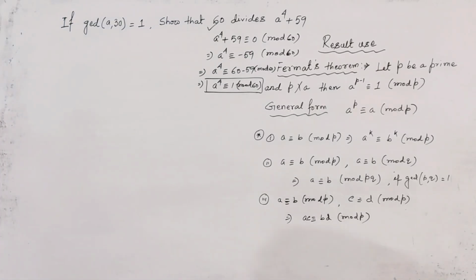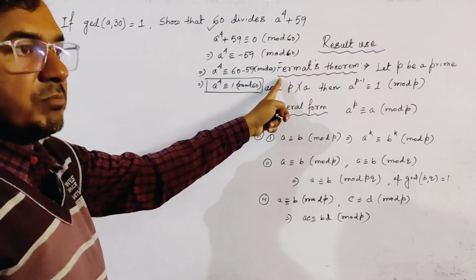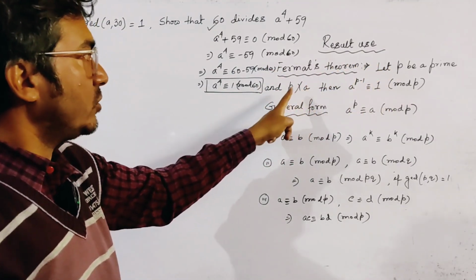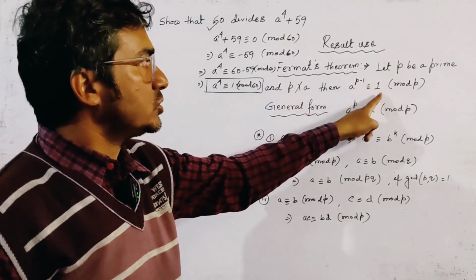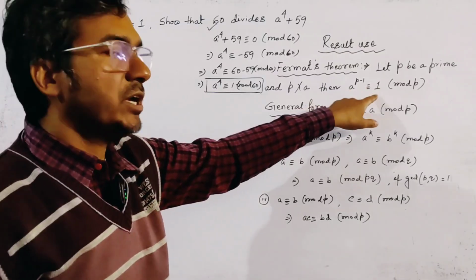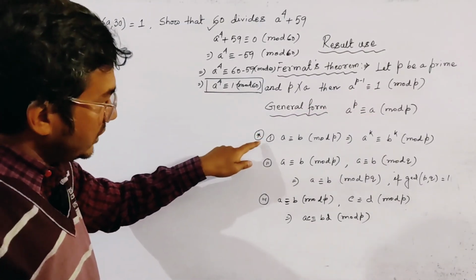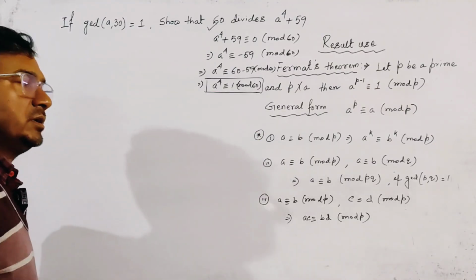And we use the following relations. The first one is Fermat's theorem. The statement is: p is a prime number and a is a number which is not divisible by p. Then a to the power p minus 1 is congruent to 1 mod p. And the general form we get by multiplying both sides by a. The second result is the properties of congruence we use here.